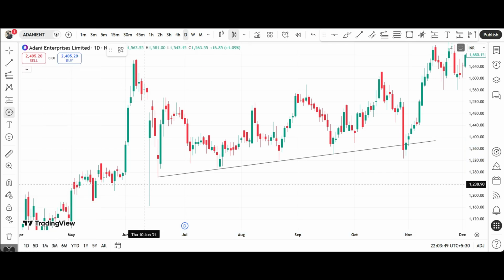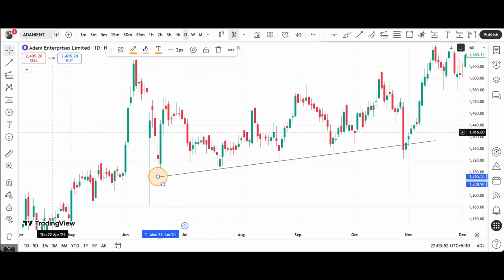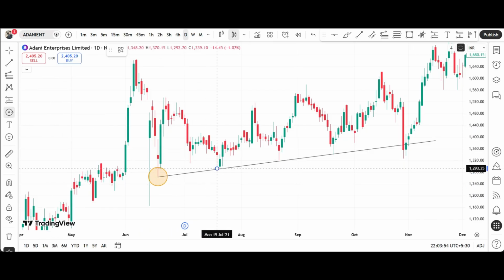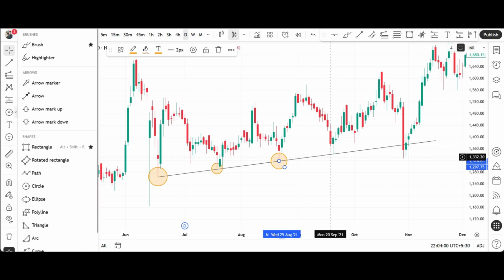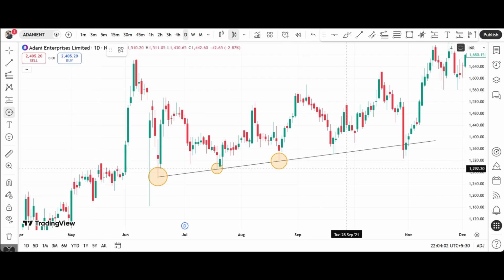Support trend line. A support trend line is a diagonal line drawn by connecting two or more lows in an uptrend. It acts like a support area or a floor where the price usually stops falling and starts moving upward again. This line shows that buyers are becoming active and buying pressure is stronger than selling pressure.